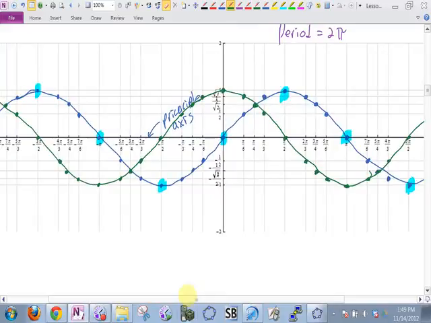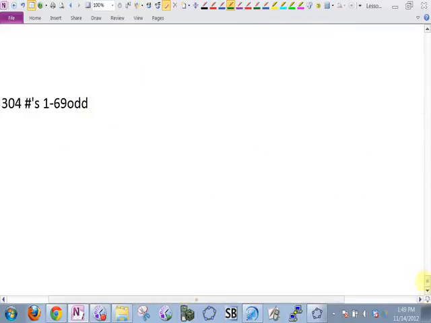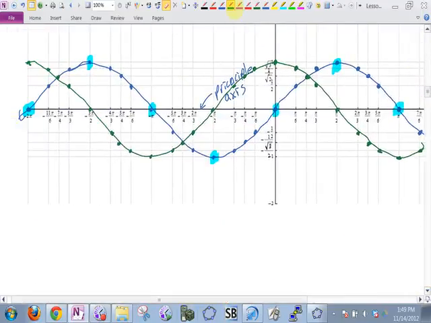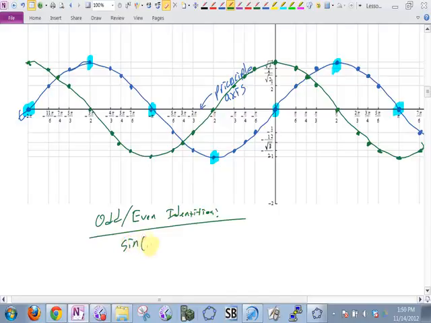So, we've got some identities to add to our identities cheat sheet list. These are all identities we've already learned before. There's the odd-even identities. Because sine is an odd function, it has this identity.